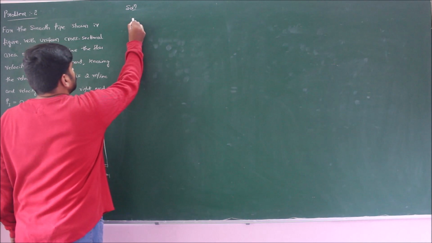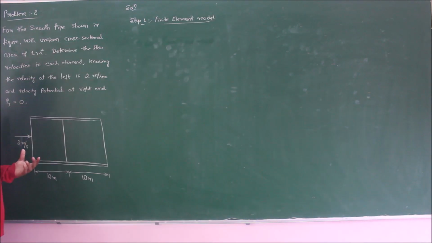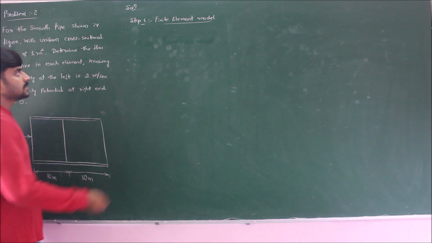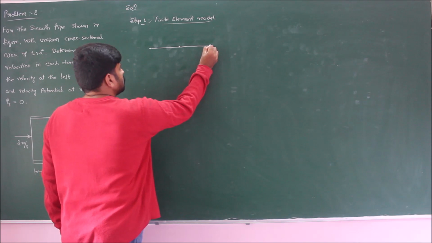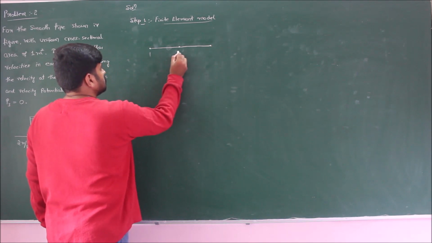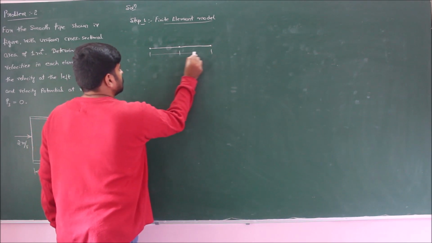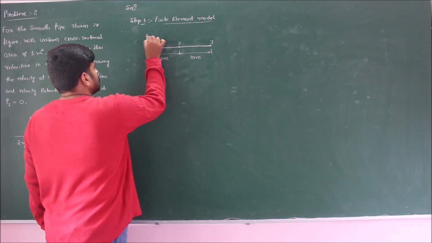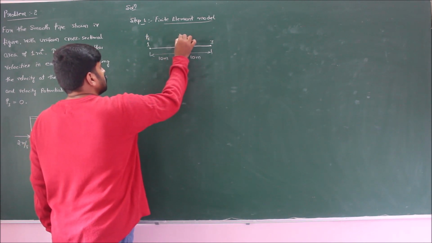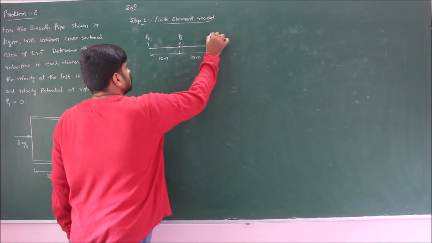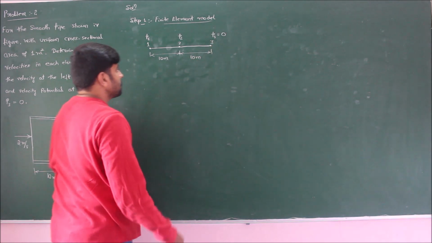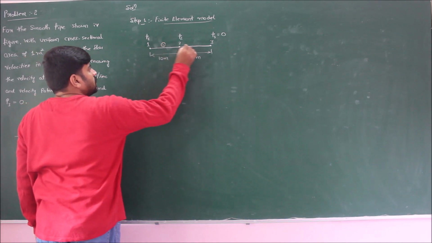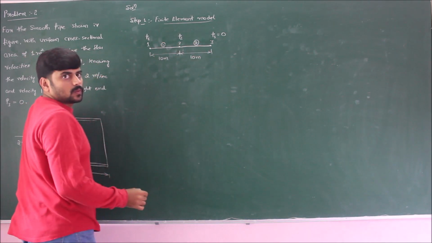Coming to step 1, finite element model. I can model this problem with 3 nodes and 2 elements, that is node number 1, node number 2 and node number 3. The length of each element is 10 meters. I should calculate velocity potential at node number 1 and velocity potential at node number 2. Velocity potential at node number 3 is given, which is set to 0. We have element 1 and element 2.